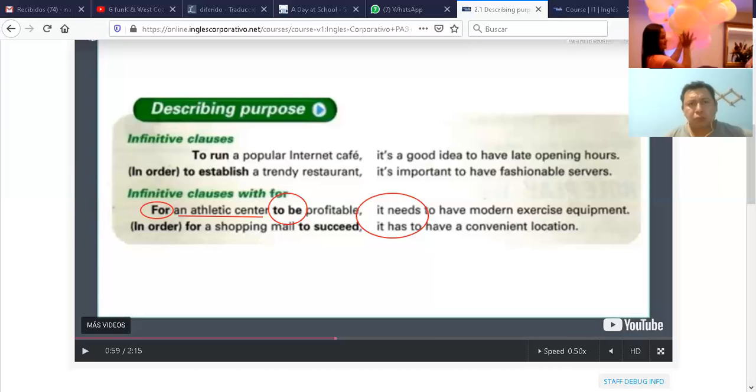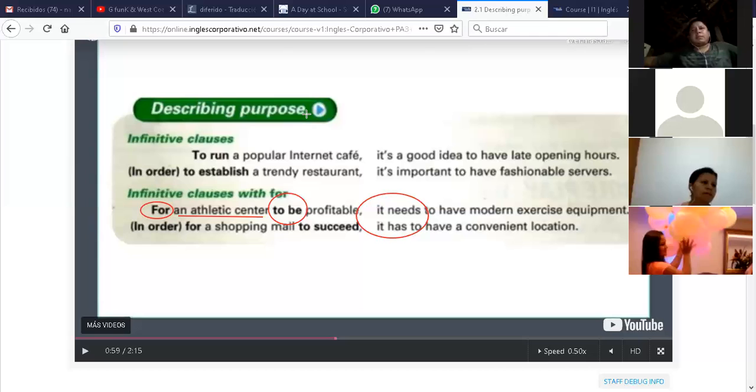Yes. Thank you. And in the next one, for, you don't need to use in order. You can use either or. You can say, for a restaurant not to go bankrupt, it needs to be, I don't know what to say, fully profitable. It's a little bit obvious. Very affordable. Okay, it needs to have a lot of customers. It needs to have good food.